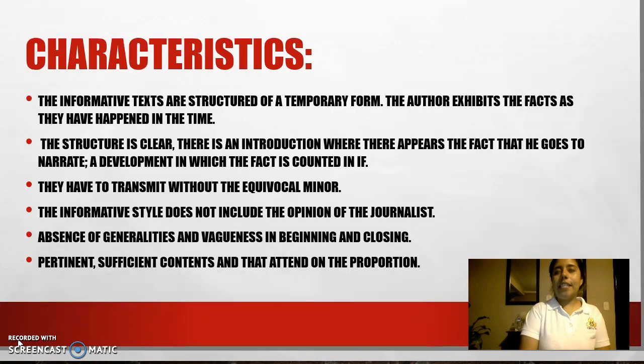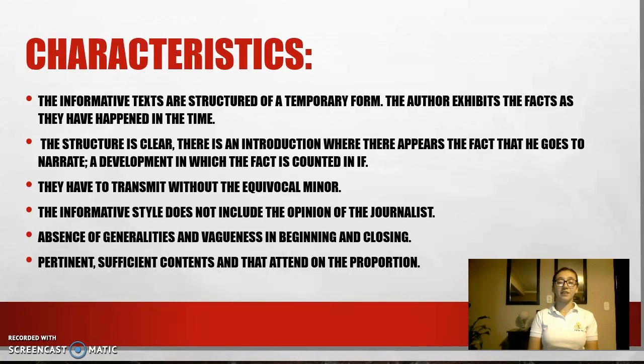The characteristics, point number one: information texts are structured in a temporal form. The author exhibits the facts as they have happened in time. The structure is clear. There is an introduction about the facts that he is going to narrate, and a development in which the facts are contained. They have to be transmitted in an unequivocal manner.